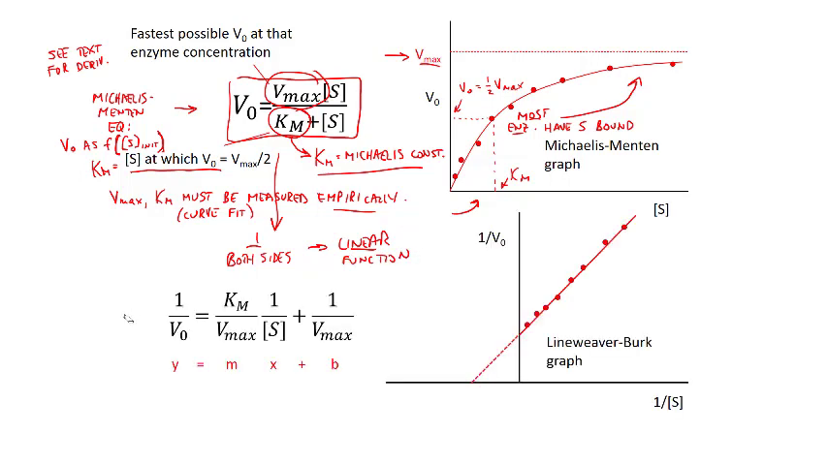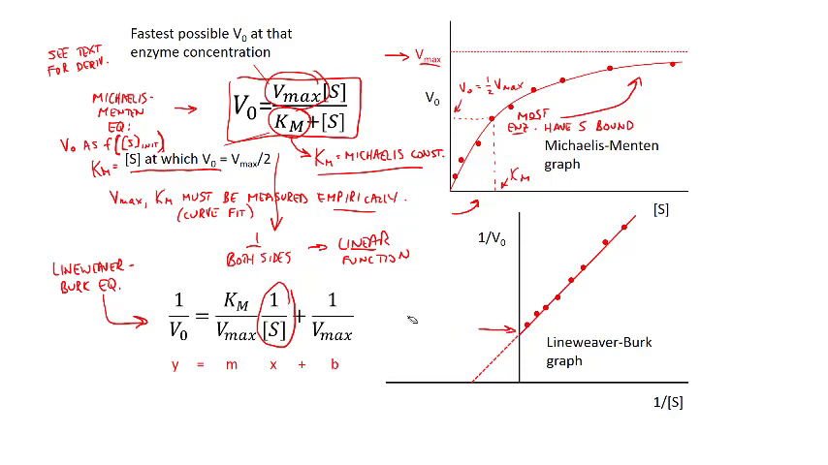So if we do that, we end up with this modified version of the Michaelis-Menten equation. This is what's called the Lineweaver-Burk equation, and it is a linear equation. 1 over our velocity is our y. 1 over substrate concentration is our variable x. Km over Vmax is your slope, and 1 over Vmax is your intercept. So a Lineweaver-Burk graph, as opposed to a Michaelis-Menten graph, gives you a straight line.